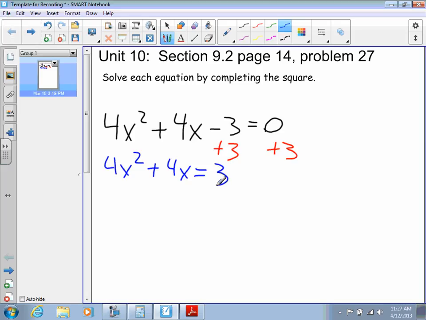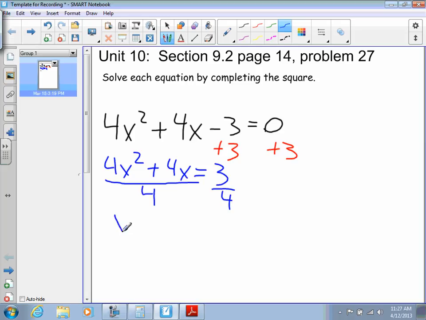Now, when I'm doing completing the square, I don't want a numerical coefficient ahead of the squared term. I want that coefficient to be 1. I just want x squared. So to accomplish that, I'm going to divide both sides of the equation by 4.